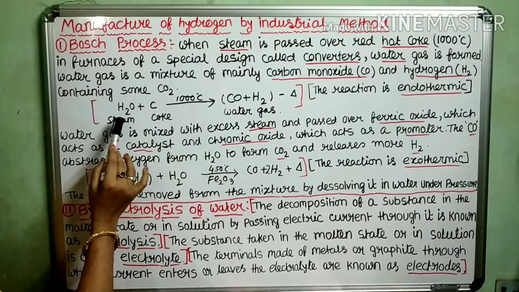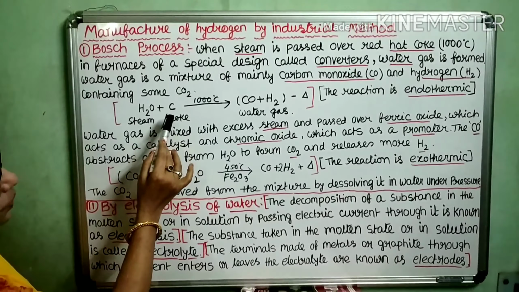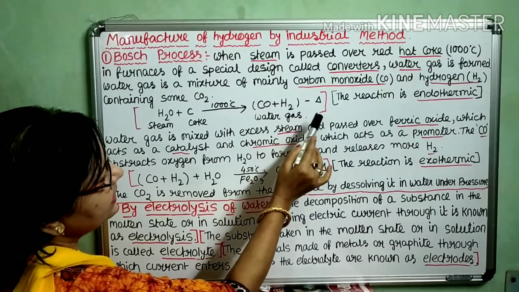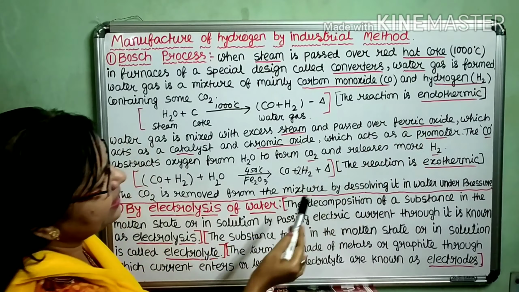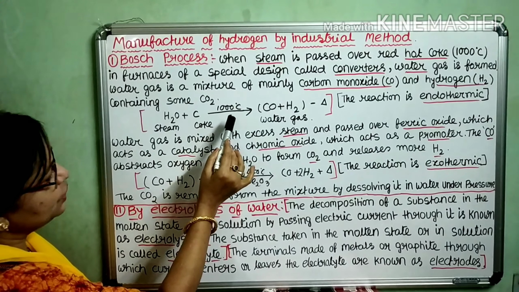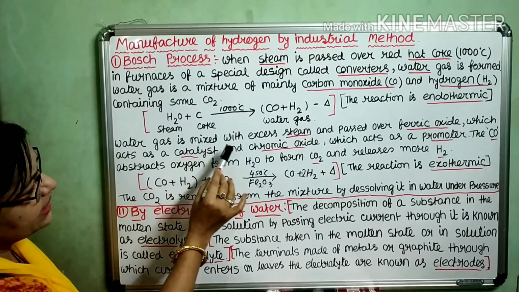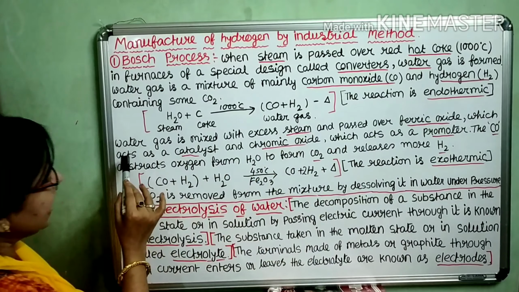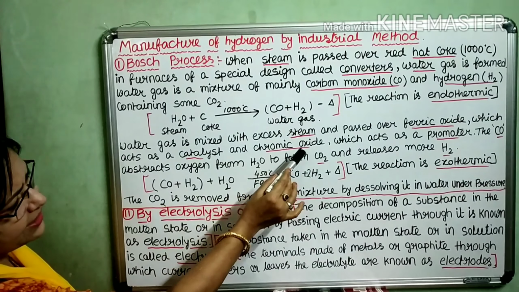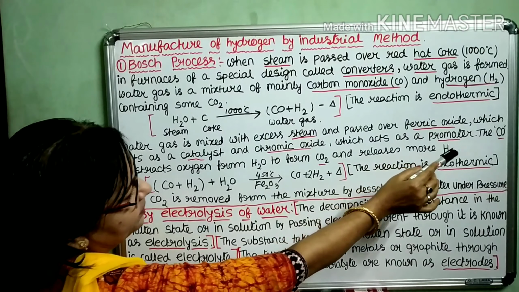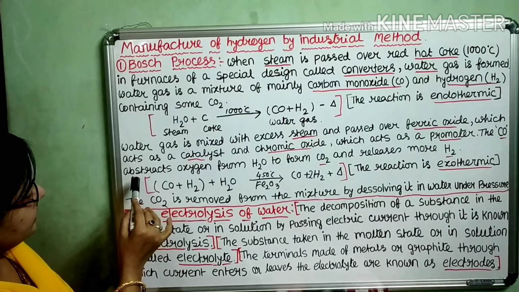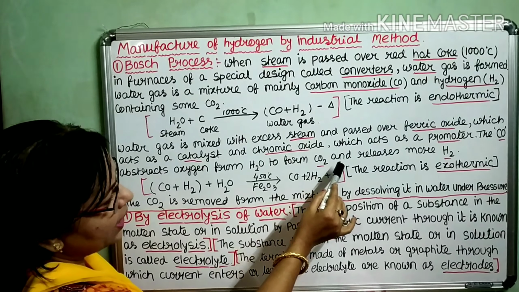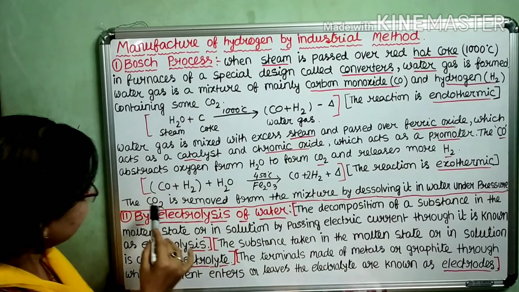See the reaction: H2O plus coke, meaning carbon, at 1000 degrees centigrade gives CO plus H2. This is known as water gas, and the reaction is an endothermic reaction, meaning heat is absorbed. Water gas is mixed with excess steam and passed over ferric oxide, which acts as a catalyst, and chromic oxide, which acts as a promoter. The carbon monoxide abstracts oxygen from H2O to form CO2 and releases more hydrogen.